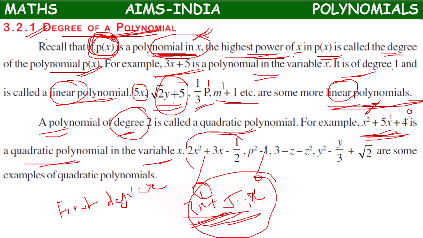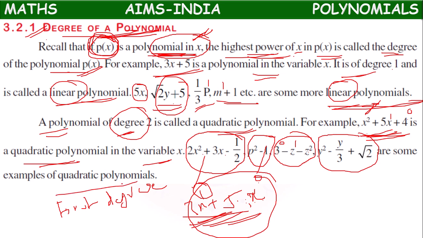Now this one, 2x square plus 3x minus 1 by 2, or p square minus 1, or minus 3 minus z square. The square term may be at the beginning or at the end, but what is the highest power? Here 0, here 1, here 2. So the highest power is 2. So y square minus y by 3 plus root 2. These are all examples of quadratic polynomials whose highest power is 2.